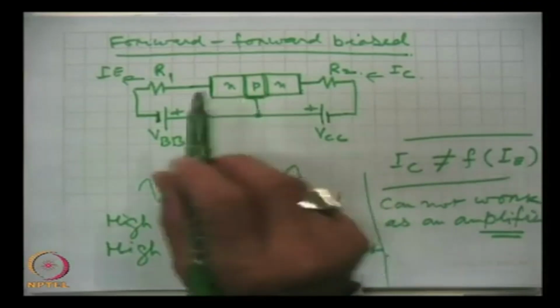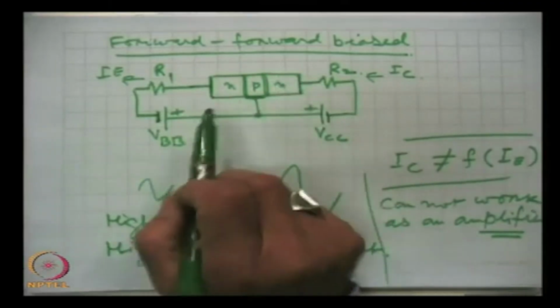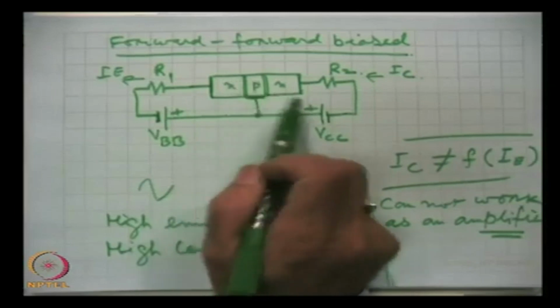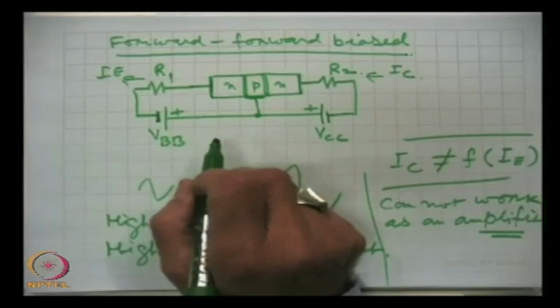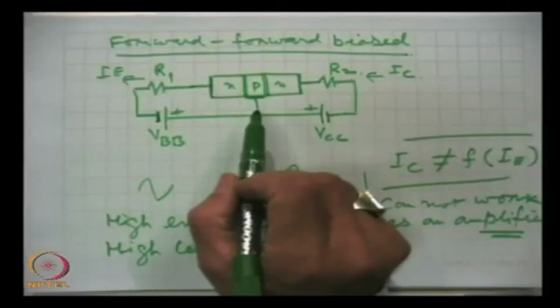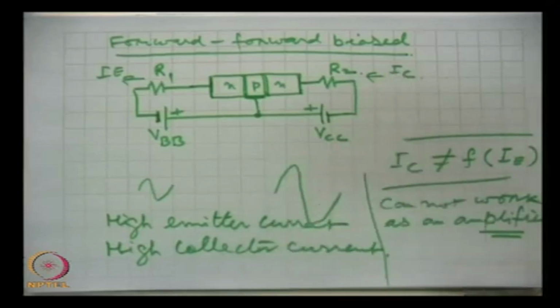But we will see that in switching states this situation will be representing one of the states of the switch. So, as far as amplifier applications are concerned, this biasing scheme does not work. Next, we consider the reverse bias.